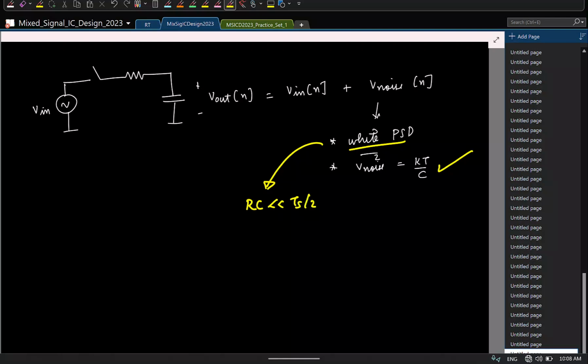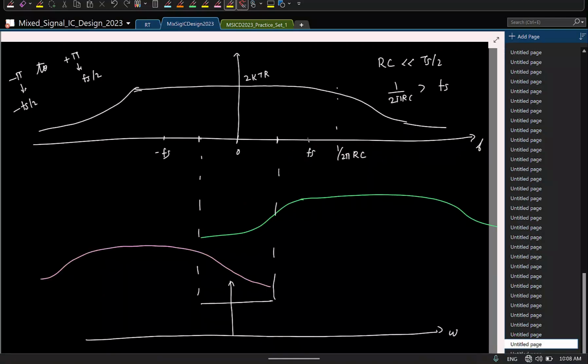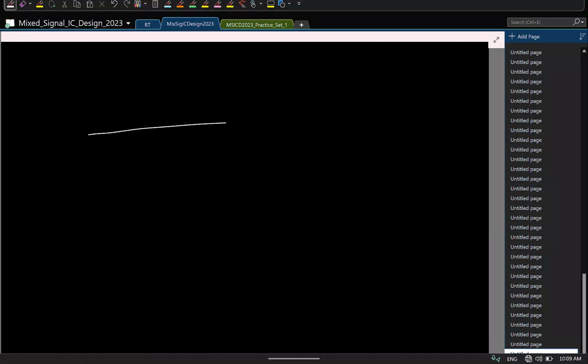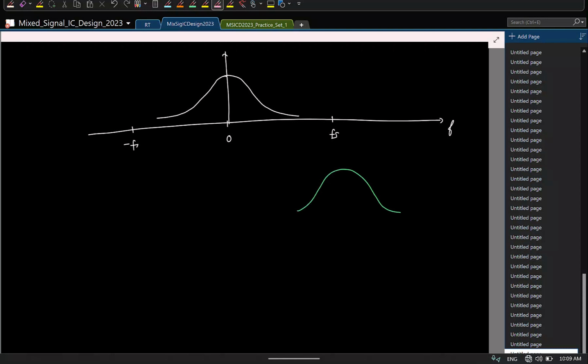I can also show what happens if it's not followed. Let us say I have a case where RC is greater than Ts by 2. What will happen in this curve? The bandwidth will be much smaller here, so maybe I can redraw. The same thing I will do, but here I am assuming the RC bandwidth is really small, so it does something like this. Again, I am sampling this noise. We'll have repetitions around multiples of Fs. Let us say Fs is somewhere here, so we'll have the first copy repeated here, and one more copy repeated here.